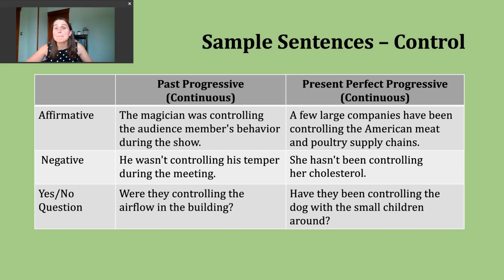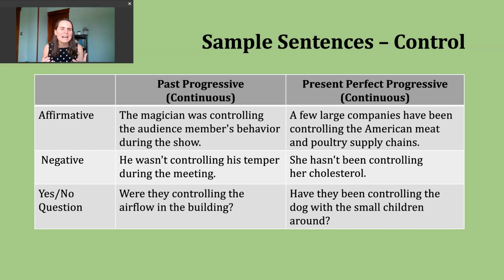We use the past progressive to talk about an action that was ongoing or an action that was continuing during a certain point or a certain period of time in the past. It's pretty common to see past progressive sentences where we see the past progressive verb, see that it's continuing, and then see it be interrupted by a simple past tense verb.